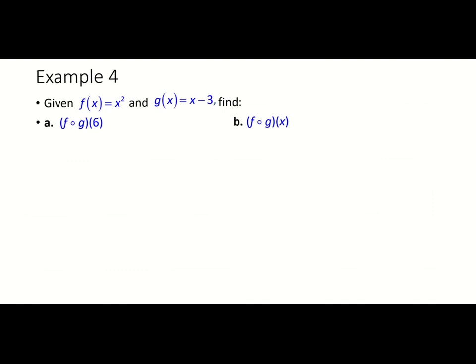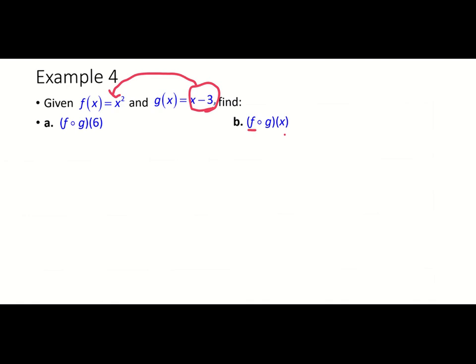Okay, so what we're going to start with here first is f composed with g of 6, or I'm going to do b first because I think it's a little bit easier to look at it that way. So we have f composed with g of x, and because f is first, it means that I'm going to take my f function and put g in wherever there's a variable. So really, where x is, I'm going to plug in g.